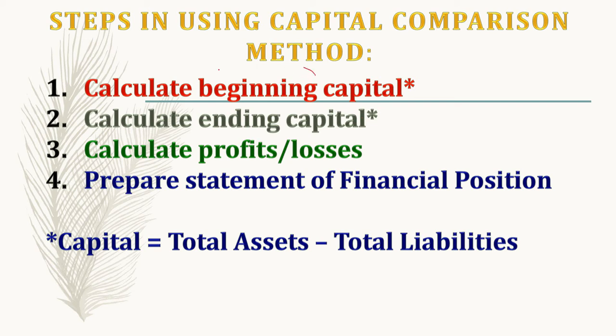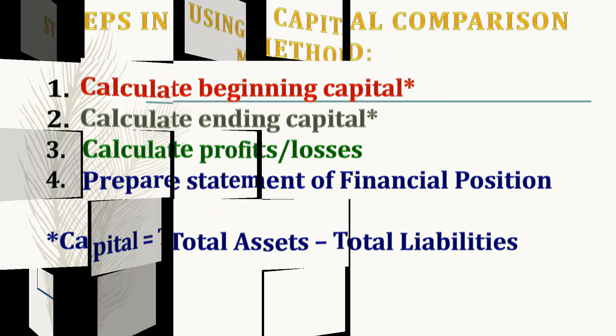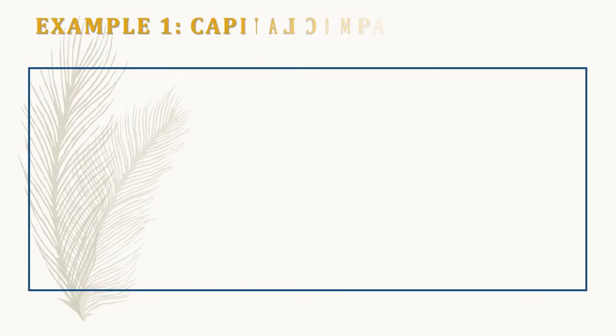So if I were to calculate the beginning capital in the question, I need to total up my beginning assets, and I will minus my total for beginning liabilities. I'll be doing the same thing for my ending capital as well, where I'll total up all my ending assets, and I'll subtract that with the total ending liabilities. So we go to the first example.